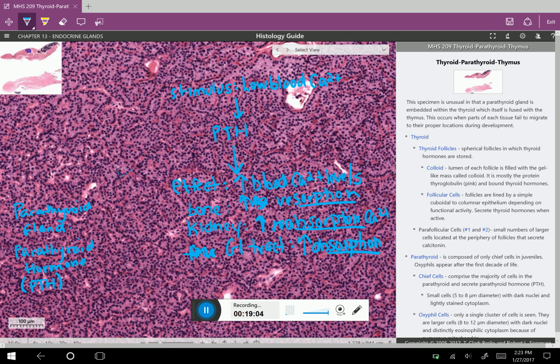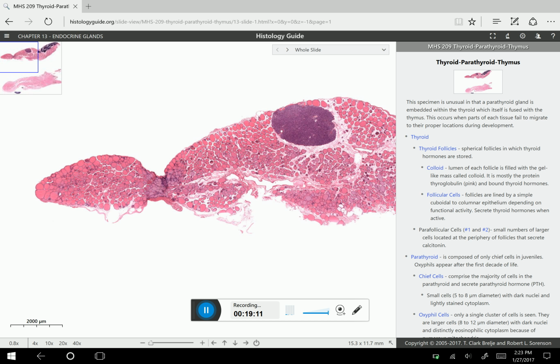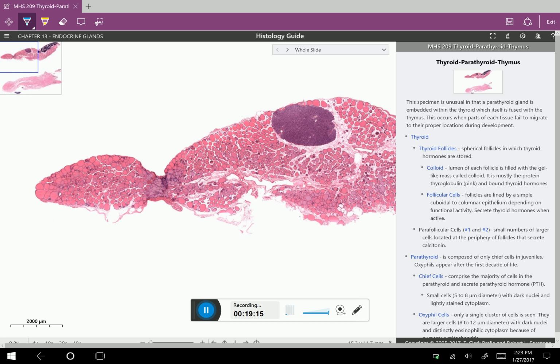In conclusion, we have discussed the follicle of the thyroid gland, somewhere in here the parafollicular cells of the thyroid gland, and then what sits atop the thyroid gland, the parathyroid gland, of which you have four.